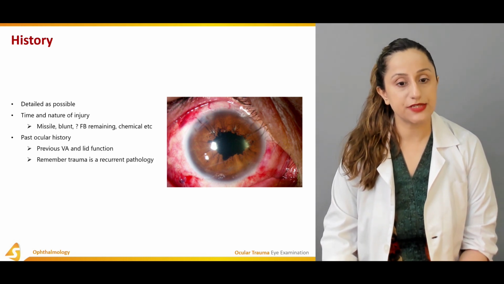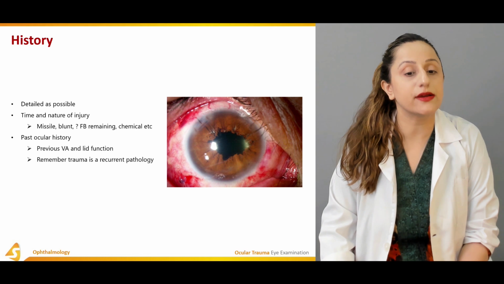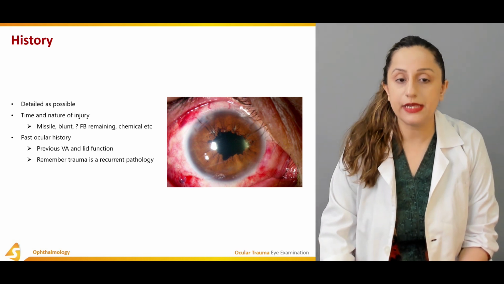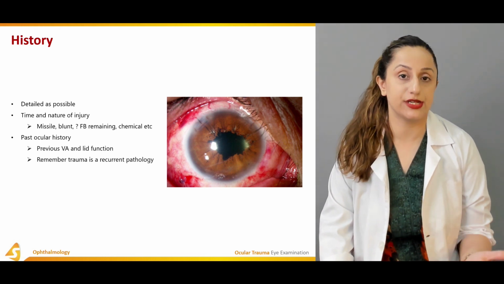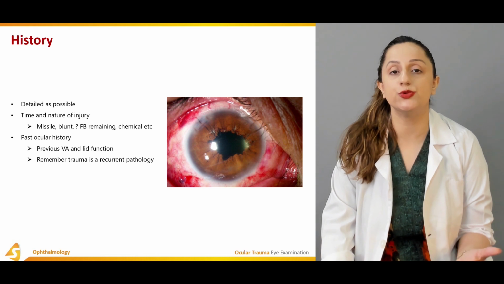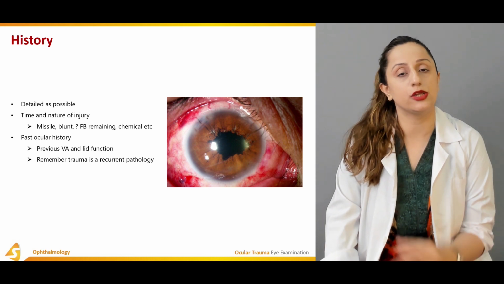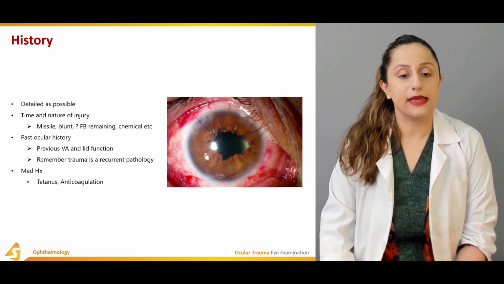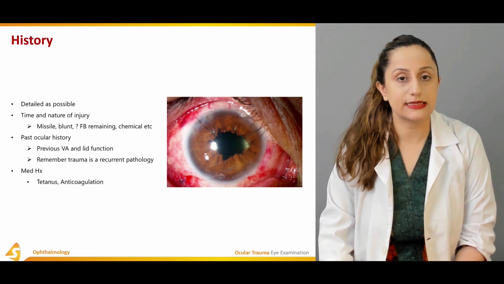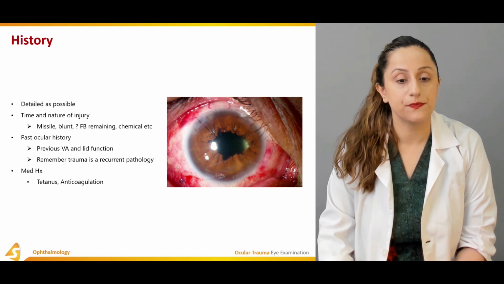The past ocular history is very important. Previous visual acuity and lid functioning is very important. And remember that a trauma is a recurrent pathology. So it's very important that you know this past ocular history and this past medical and surgical history. Medical history would include any systemic illnesses that the person is suffering from, and the past surgical history would include any surgical procedures that have been carried out in this particular person. Medical history would also include tetanus, the injection of the tetanus if it was given in the previous 2 or 3 months, and the anticoagulative therapy if it is given.